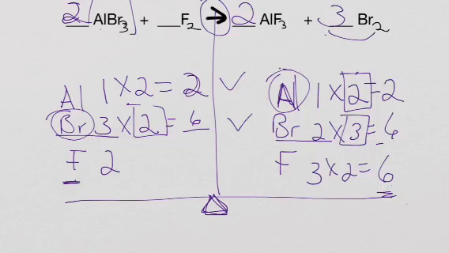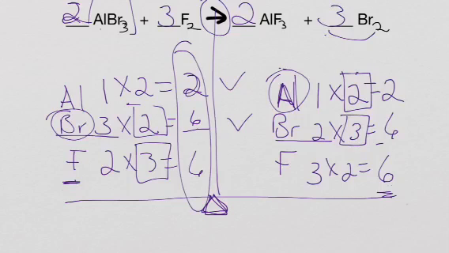Now do fluorine. So fluorine has 6 on the right, so we need to multiply times 3 to get 6 on the left. The 3 is what goes in the only blank we have left. So now if you check the numbers here, they should match up on both sides. 2, 2, 6, 6, 6, 6. We are done. And that is how you balance an equation.